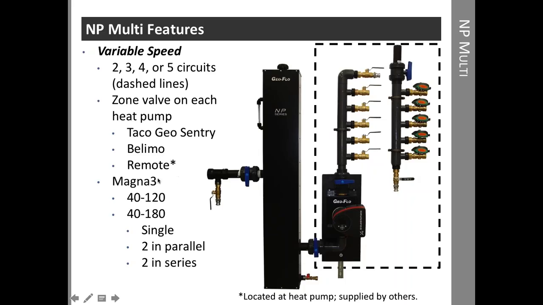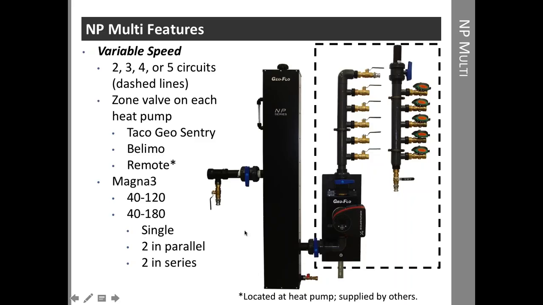With the variable speed option, we have two pumps, the Magna 3 40-120 or the 180. They both look the same like the one here in the picture. It's just a difference of performance. The 180 is the highest head pump. The 120 is a little bit less. So it depends on the calculations that we'll look at in the next webinar with the NP Multi calculator.